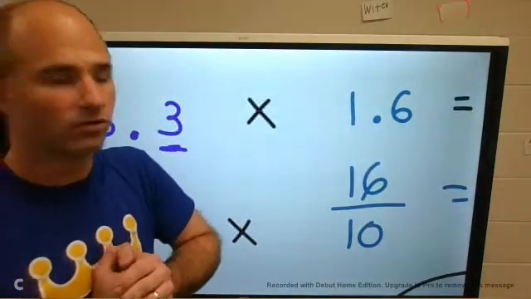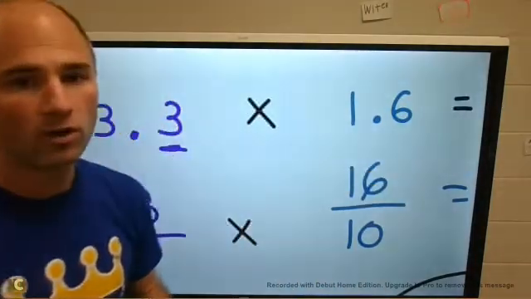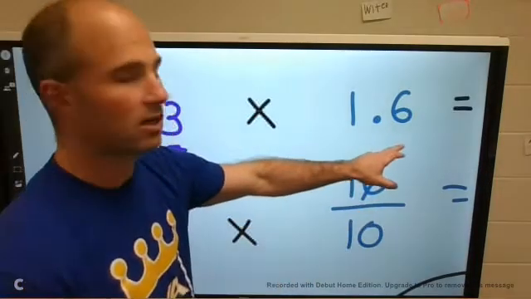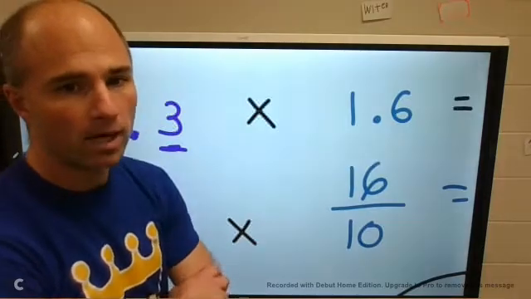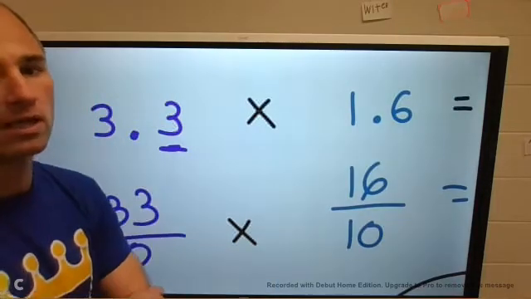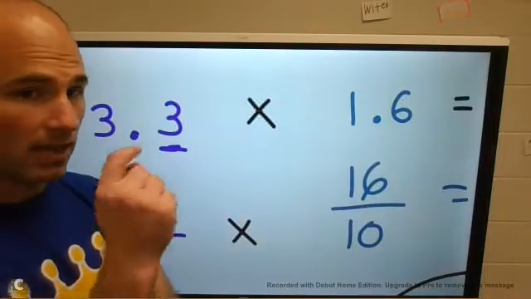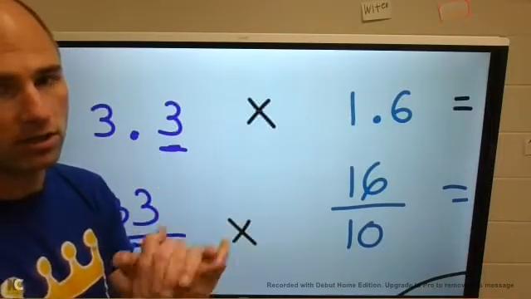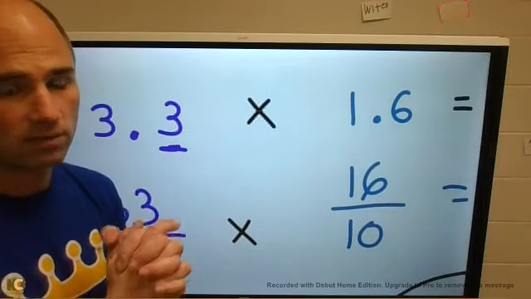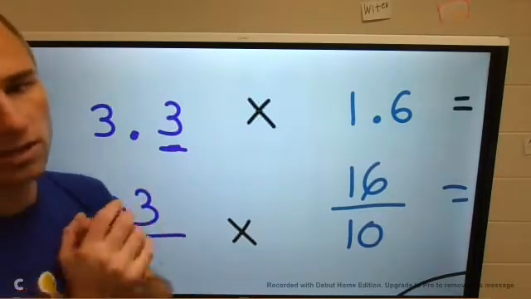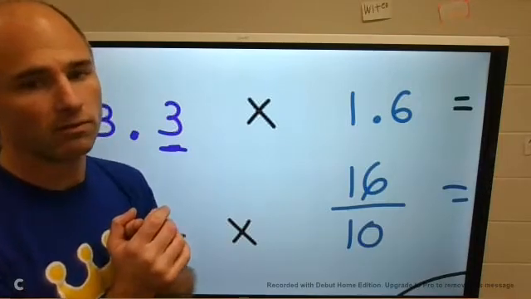Now, yes, there's a couple different ways to do this. I could have stacked them on top of each other and done it the old-fashioned standard algorithm way, but I really think this will make it a little bit easier for you, because the most common mistake doing that strategy, the strategy our parents know, is the placement of the decimal.